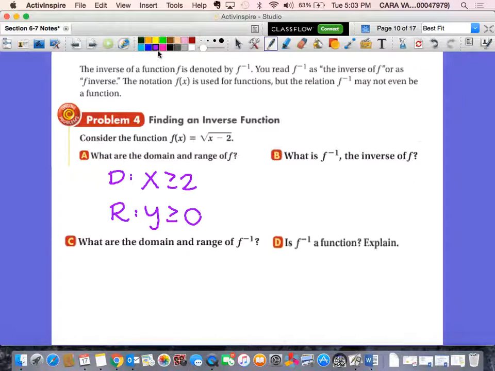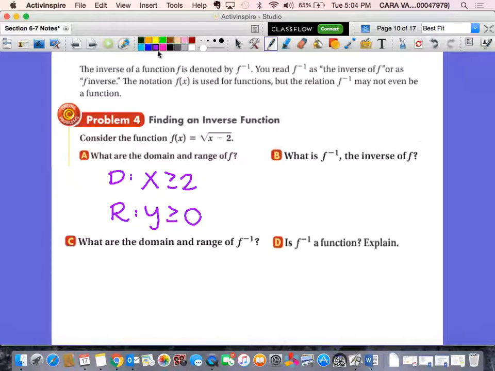If you don't believe me, you can graph it and look at that as well. However, I would make sure that you understand how to do this without a calculator because this could show up on non-calculator. So again, your range y is greater than or equal to 0 because when you plug in the 2, you get out 0.